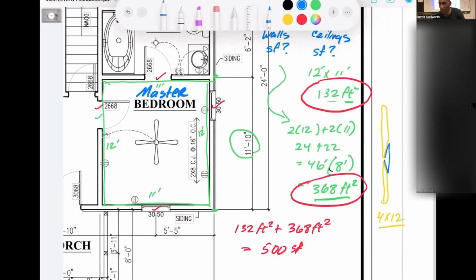That way, when they put their tape on it and put a couple of different coats of mud, if they do it right, you won't even be able to tell that there was a seam right there at mid-height.